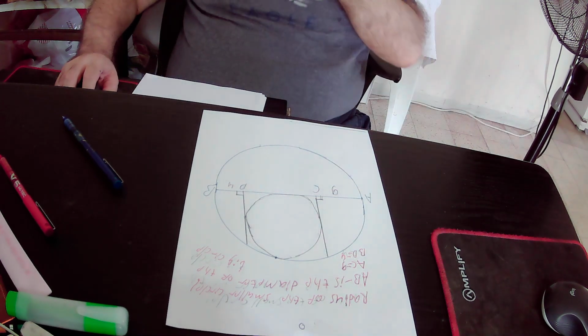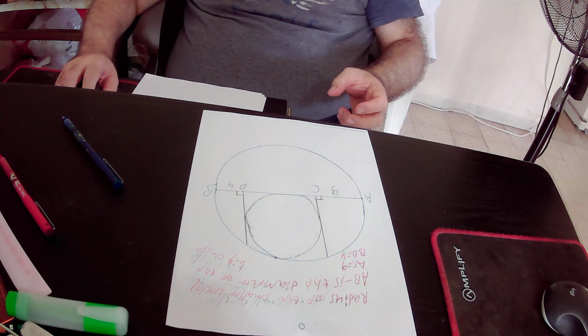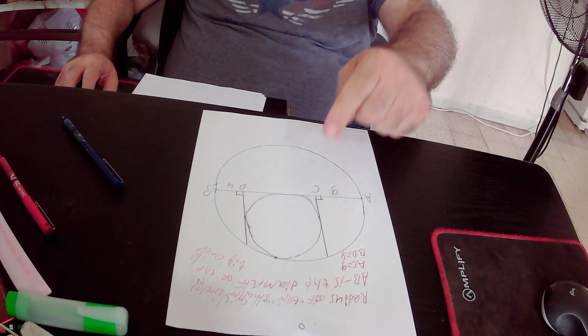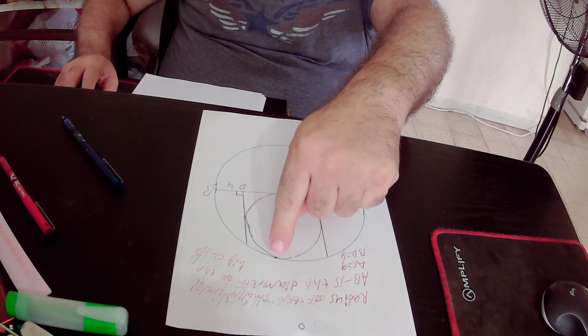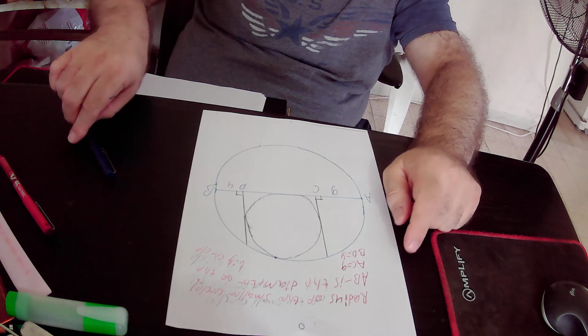Now, in this lecture, we will find the radius of the small circle. In the drawing, we have two circles with an internal tangent between them at this point. They touch each other at this point. Let's call this point point N.